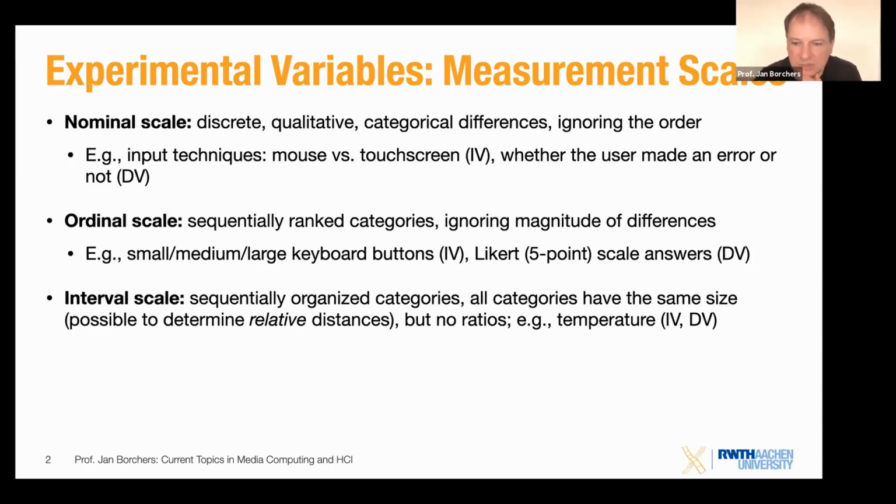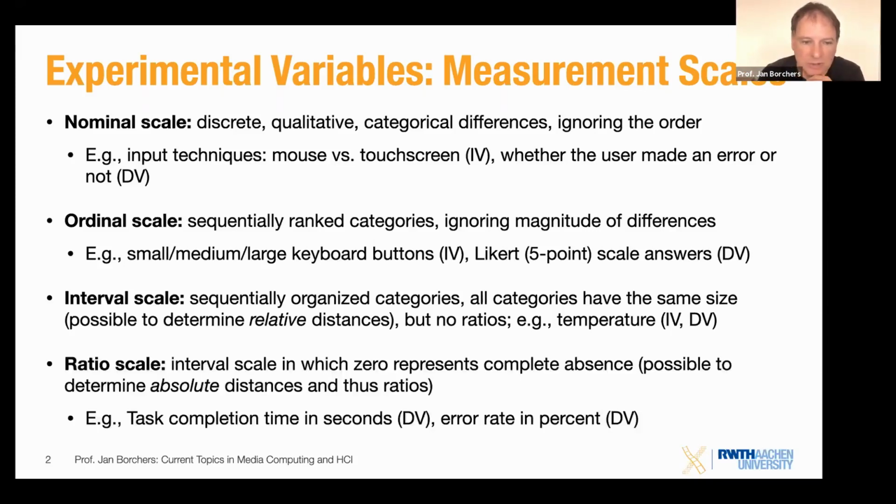And that takes us finally to the, if you want, most useful kind of variable, and that is called a ratio scale. A ratio scale is an interval scale, but it does have a value of 0 that represents complete absence. That means you can determine absolute distances, not just relative distances, and thus you can also compute ratios. These are actually fairly common. This is usually the one you try to go for in your dependent variables, if you can make it work, because it's the one that lets you use the most powerful statistical analysis tools.